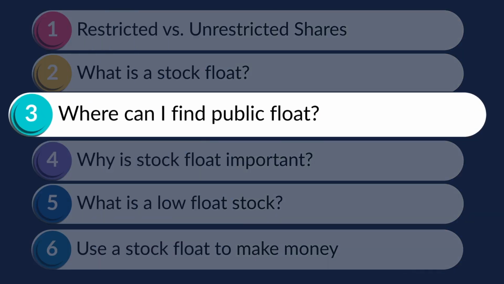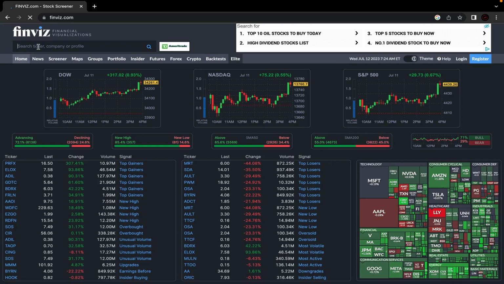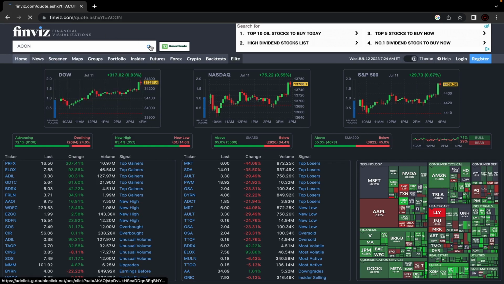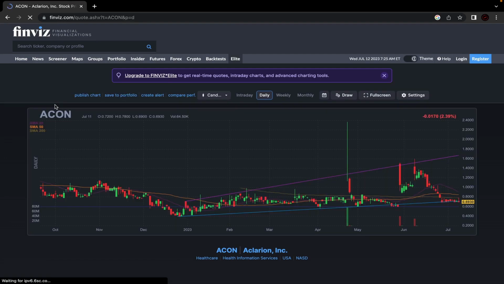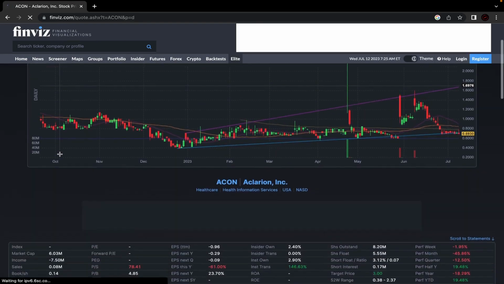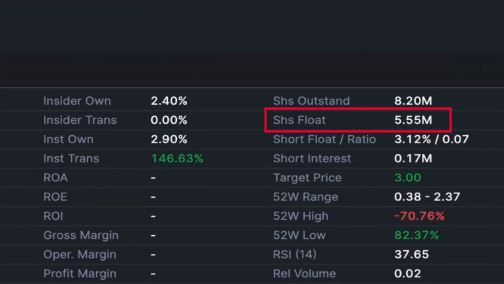3. Where can I find public float? Go to finviz.com. On the search bar, type the stock ticker symbol that you want to search. In this example we use the ACON ticker symbol. Let's scroll down a little bit. We can see the share float is 5.55 million, which is the public float that can be traded freely.